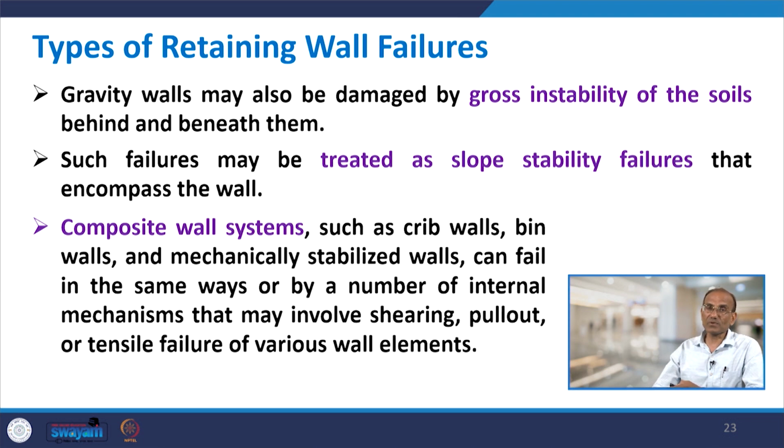Then you have composite wall systems, for example, crib walls, bin walls, and mechanically stabilized walls, which can fail in the same ways, by a number of internal mechanisms that involve shearing, pullout or tensile failure of various wall elements. So, the mechanism of failure could be one or a combination of these.